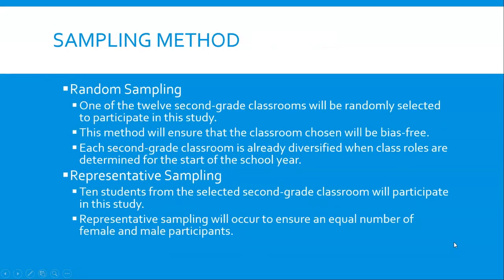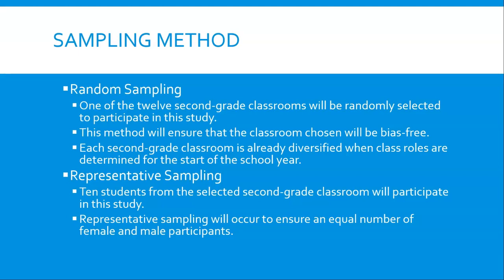For this study, several sampling methods will be used. For random sampling, one of the 12 second grade classrooms will be randomly selected to participate in this study. This will ensure that the classroom chosen will be bias-free. Each second grade classroom is already diversified when class rolls are determined for the start of the school year.